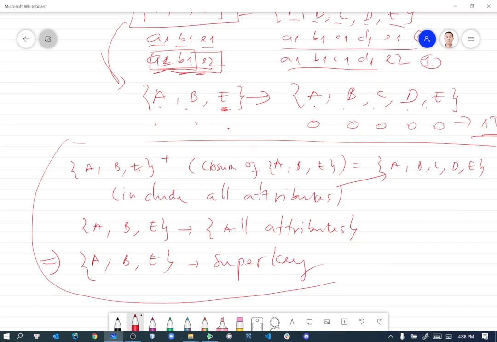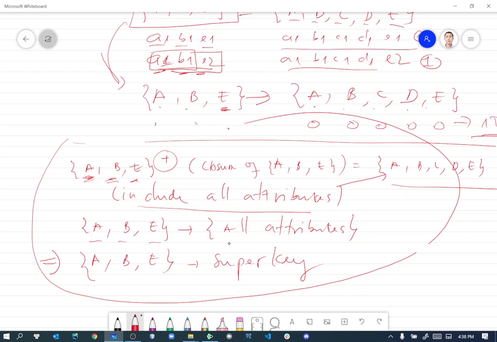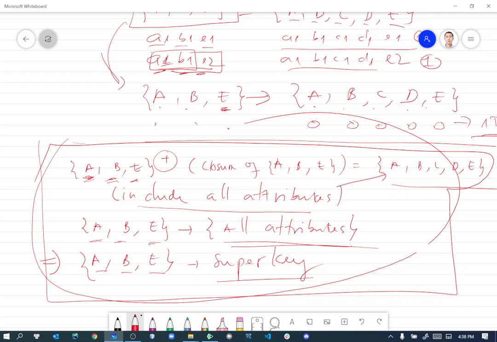So all these are equivalent. When you say the closure of A, B, E determines everything, then it's a key. Determining everything means including all of the attributes of the relation. So A, B, E determine all the attributes, which means that given one A, B, E there is only one tuple, which means that A, B, E is a super key. I'm sorry to keep repeating, but it is important.